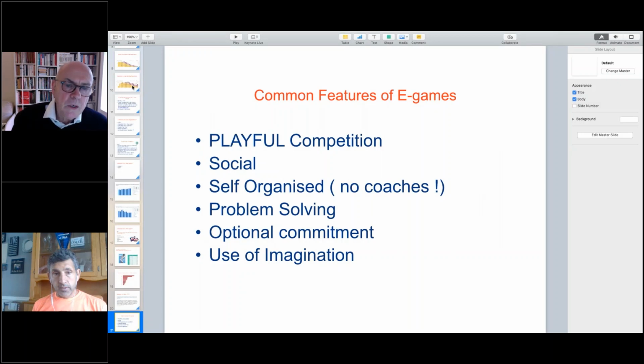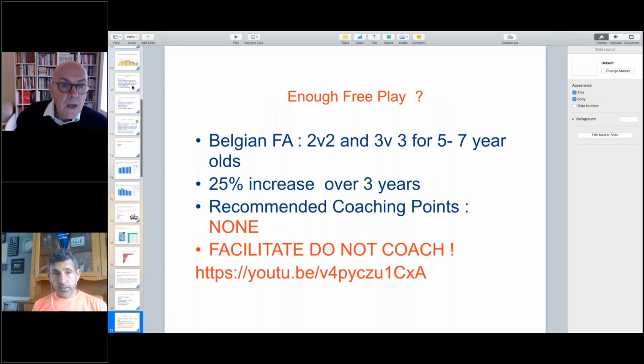So what are the common features of e-games? Playful competition. It's social. It's self-organized. No coaches or coaching. It's problem solving. And there is an optional commitment: I might play tonight, I might not play tonight. And there's a high level of imagination. So we're going to keep coming back to these key features. Key features of flag football: playful competition, social. Key features of e-games: playful competition, social, self-organized.